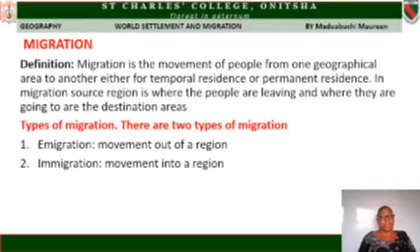Migration. Definition. Migration is the movement of people from one geographical area to another, either for temporary residence or permanent residence. In migration, the source region is where the people are living, and where they are going to are the destination areas. Types of migration. There are two types of migration. One, emigration, that is movement of people out of a region. Two, immigration, movement of people into a region.